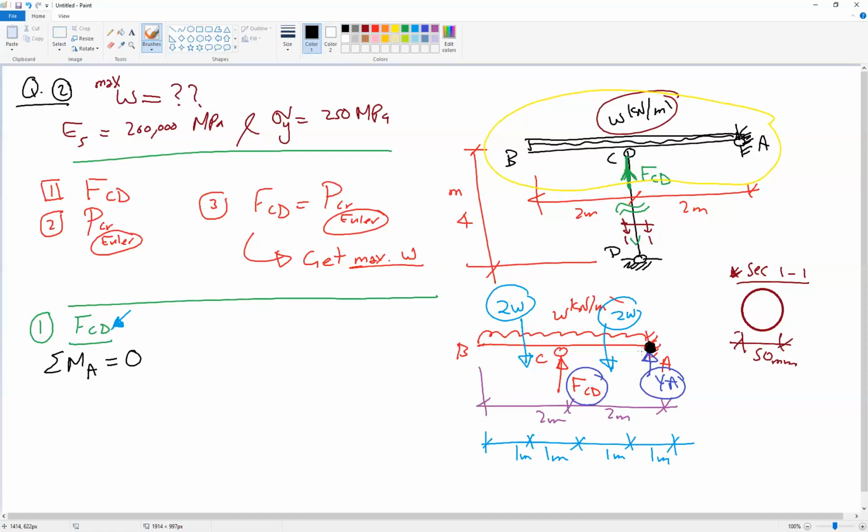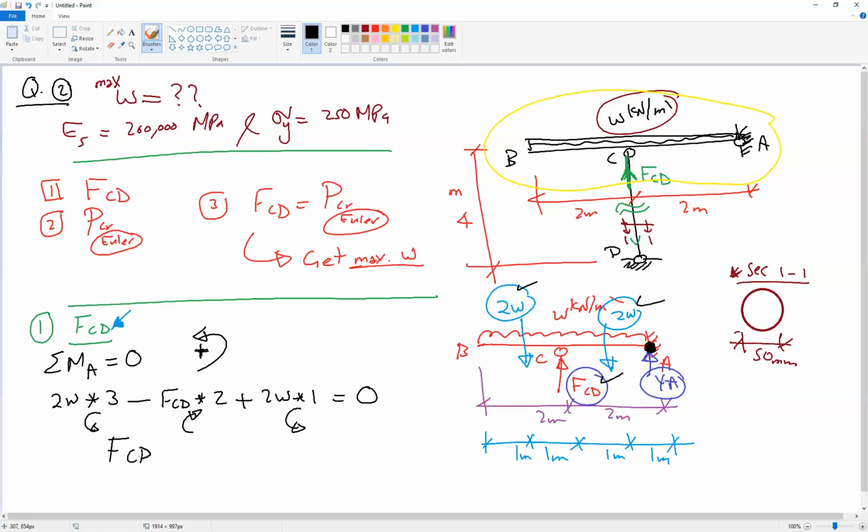What causes moment at A? 2W, FCD, and 2W. And we know that anti-clockwise is positive. So we will have 2W multiplied by 3 minus, because it's acting in this direction, minus FCD multiplied by 2 because it is acting in this direction, plus 2W multiplied by 1 because it's acting in this direction, should be 0. This gives us FCD will be 4W.